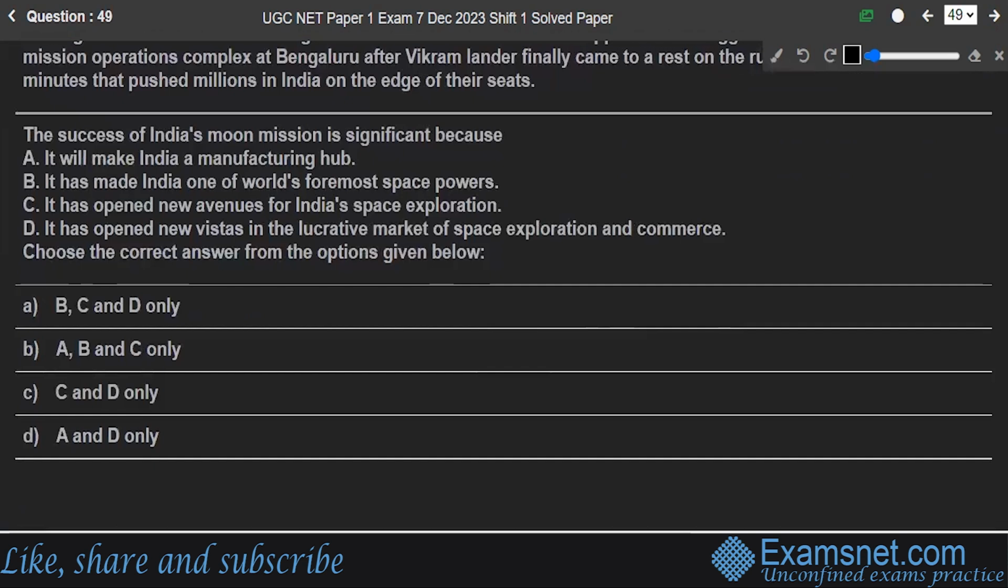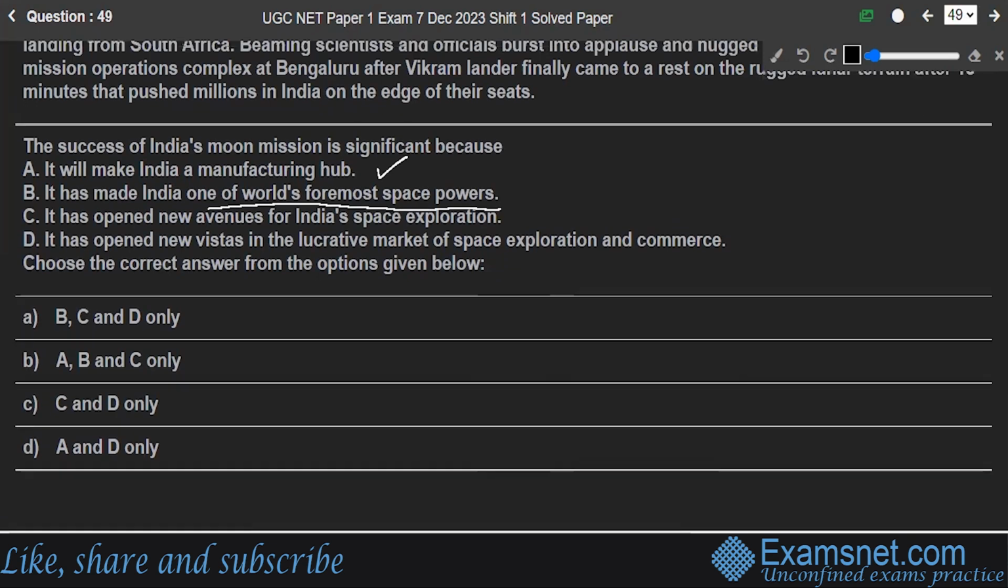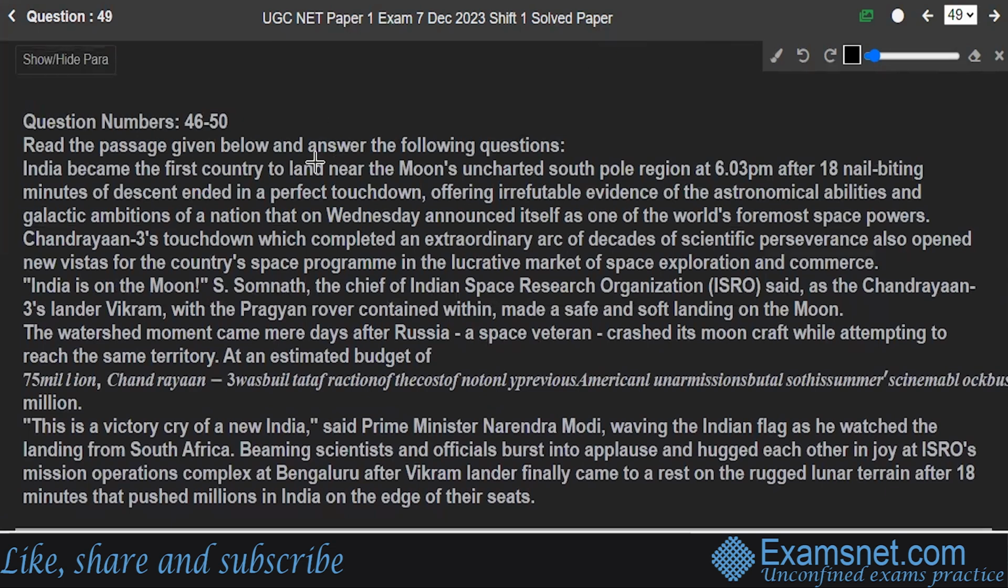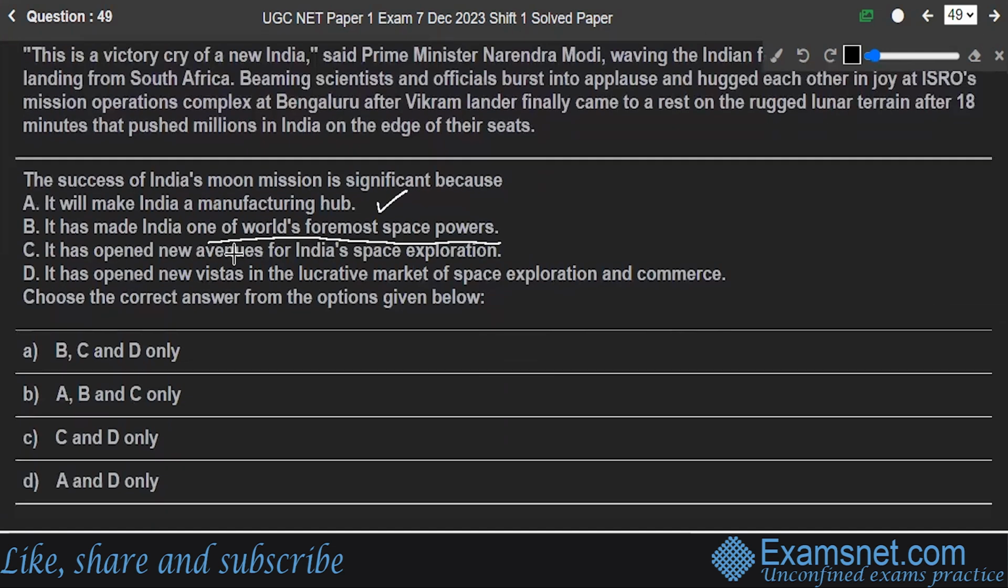It asks you in the question now, the success of India's moon mission is significant because it will make India a manufacturing hub. What do you think? Okay, see, the first one, making India a manufacturing hub, has no relationship with Chandrayaan landing on the moon. The B option says it has made India one of the world's foremost space powers. Yes, India has become the first country, as it is told in the passage also, to land near the moon's uncharted South Pole. So all these things tell you that it has made India one of the world's foremost space powers.